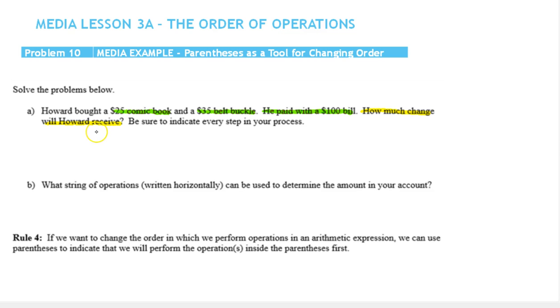One way is you might say, well, let's see how much money Howard has to pay. So you might take the 25 and 35, and when you add them together, that totals $60. And then since he paid with a $100 bill, you want to subtract the 60 from 100, and you would get that his change is $40.